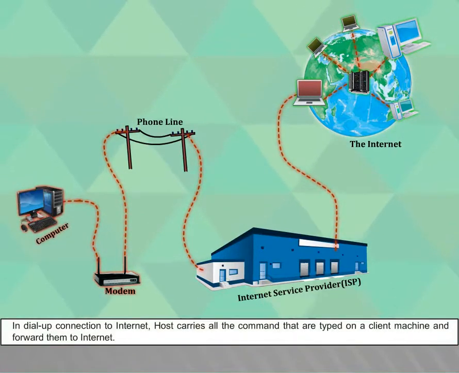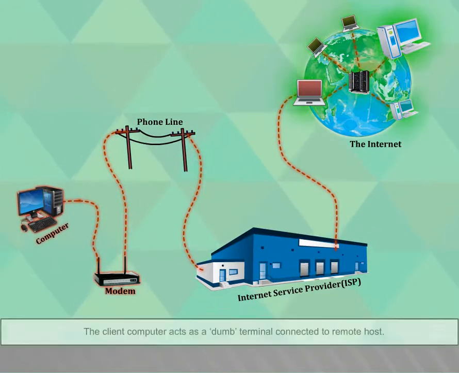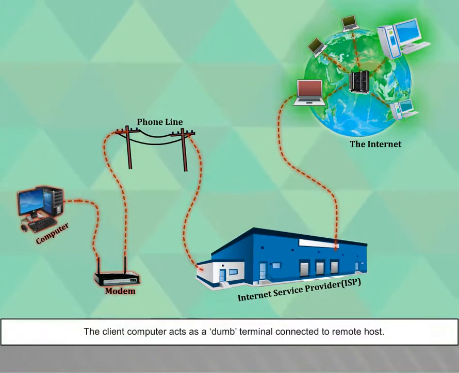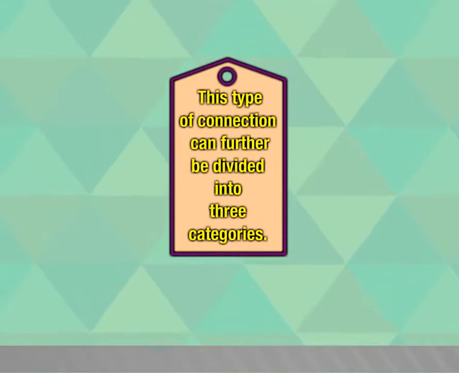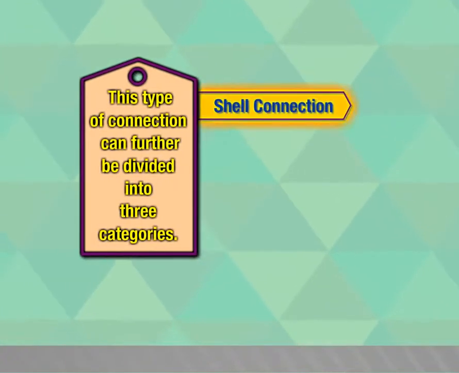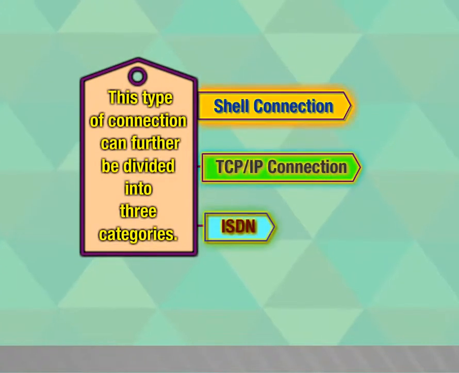In a dial-up connection to the internet, the host carries all the commands that are typed on a client machine and forwards them to the internet. It also receives the data or information from the internet on behalf of the client and passes it to them. The client computer acts as a dumb terminal connected to a remote host. This type of connection can further be divided into three categories: shell connection, TCP/IP connection, ISDN.